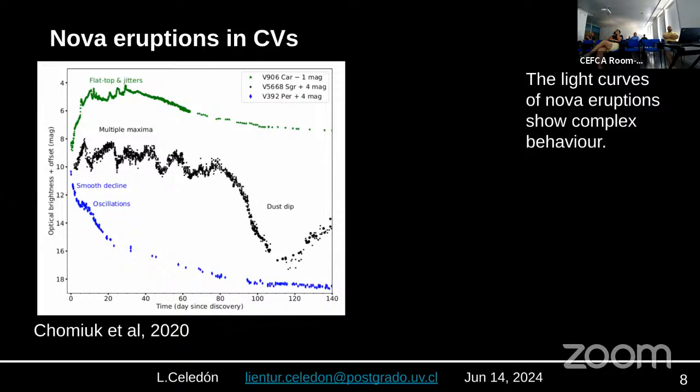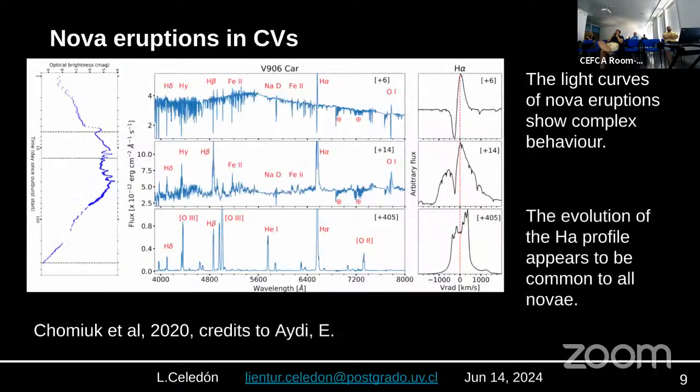So we have these smooth declines that follow the eruption, but this is not the usual case. You usually have more complex light curves like this one. We have some jitters, multiple maxima, the plateau, dust formation in place. So to understand how the nova eruption, the thermonuclear runaway, happens, it's important to understand what produces all these effects in the light. And for that, spectroscopic studies are needed.